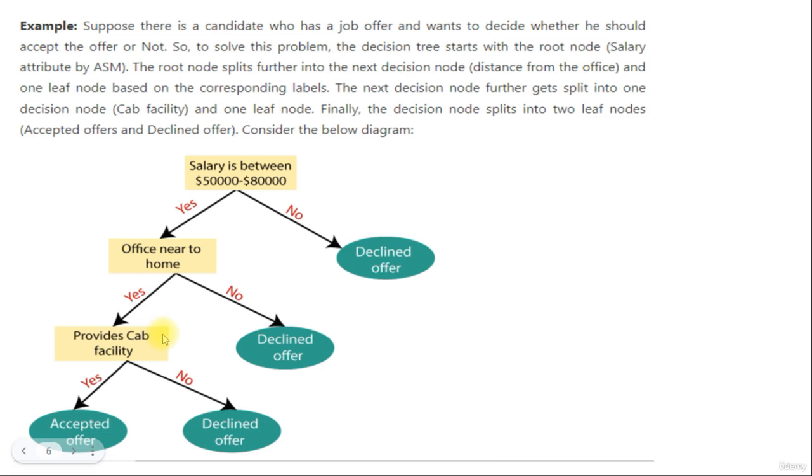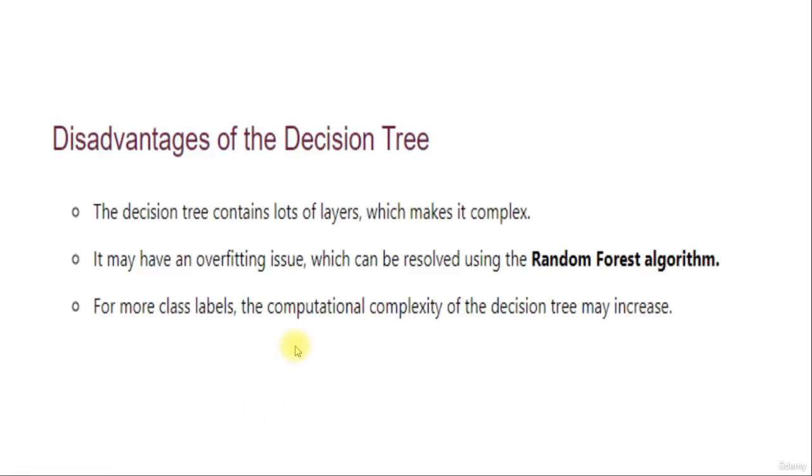Does the office provide cab facility? If yes, then we'll finally accept the offer. So to accept the offer, we have to take this path and all the conditions should be satisfied. Otherwise, on the other side of the tree, we can straight away decline the offer.